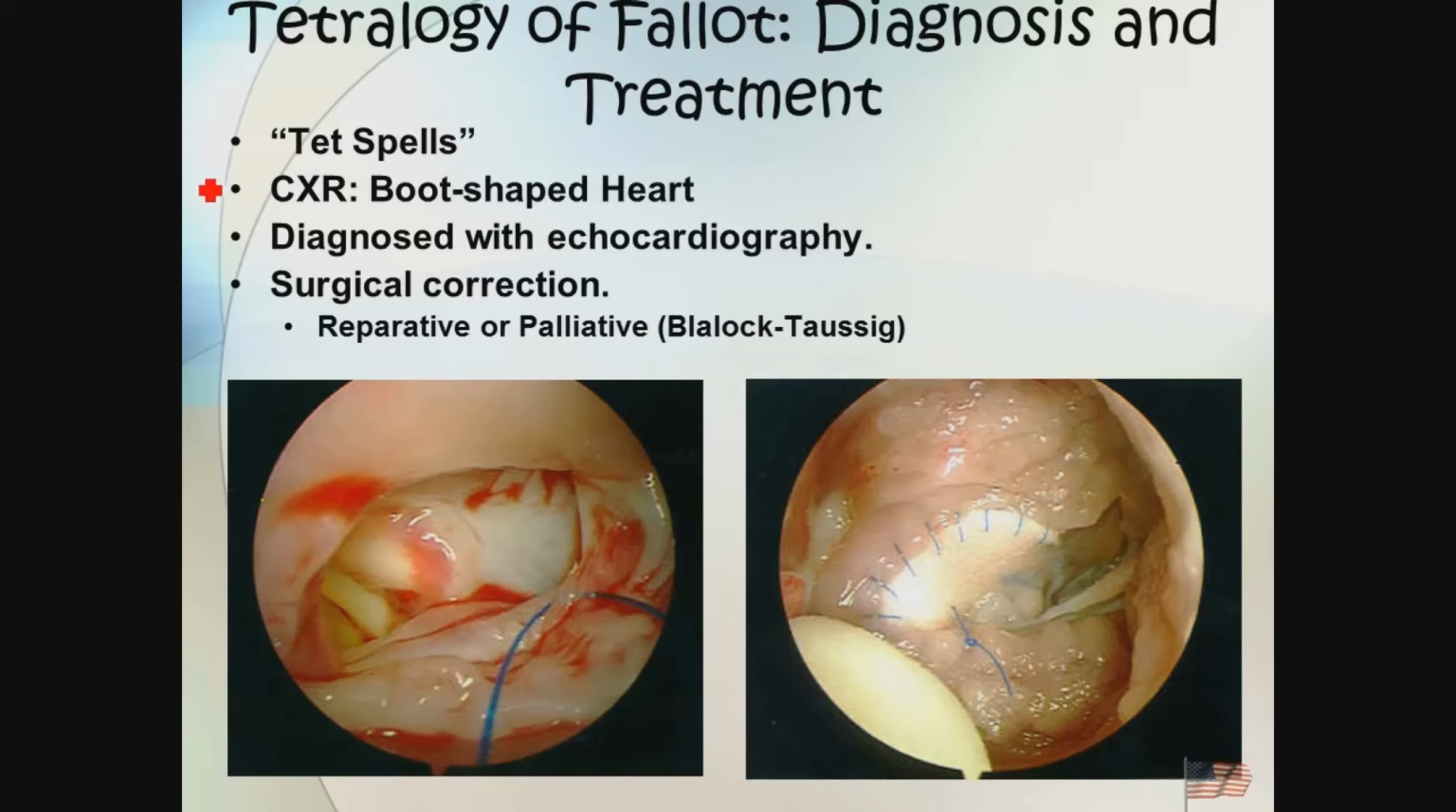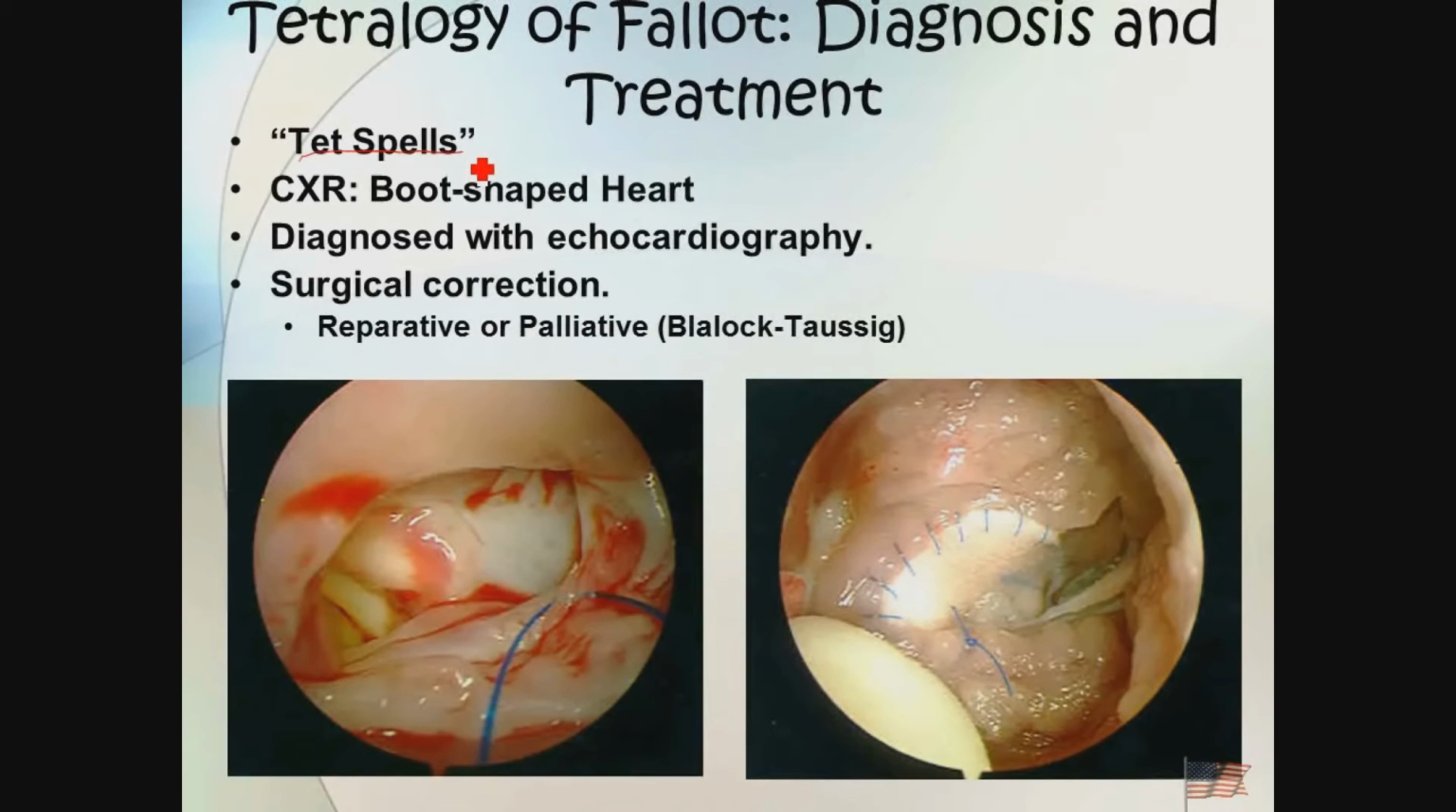They end up having what are called tet spells, which are basically periods of time where due to stressors, for whatever reason, the pulmonary artery pressure becomes higher than it previously was, and the degree of hypoxemia becomes greater, and the blue discoloration, shall we say, becomes worse.